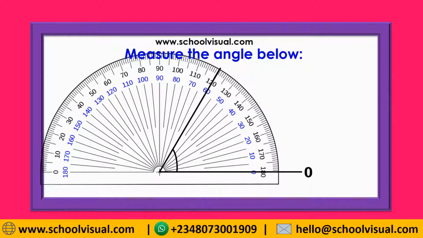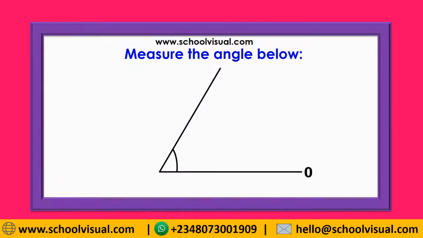Since our 0 is here, which scale do we use? We use the numbers at the bottom because the bottom part starts from 0. 0 is over here, so we are using this side, right? Good. Now the line is passing through what? What did you see? 60 degrees. So this is angle 60 degrees. Do you understand? Good.